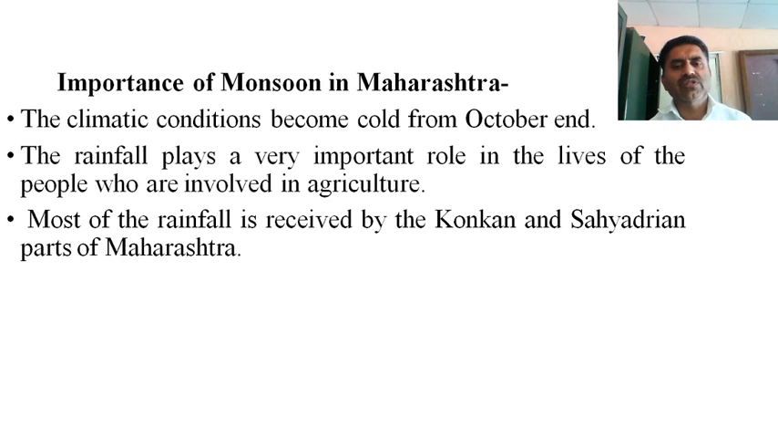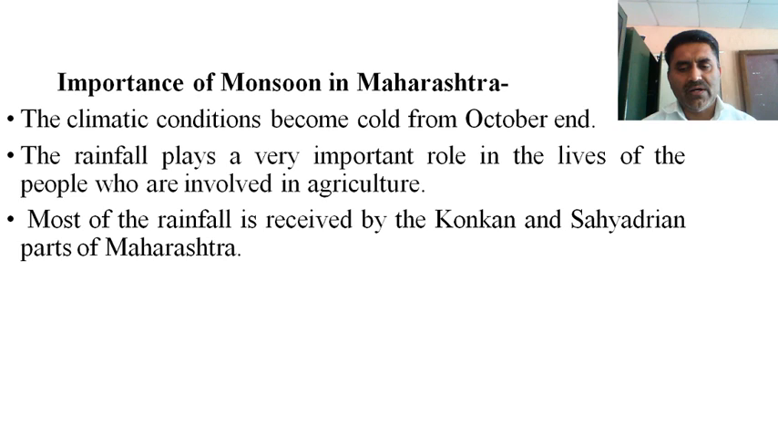Most of the rainfall is received by the Konkan and Sahyadrian parts of Maharashtra. As we have already explained in the previous lecture, most of the rainfall is received by the Konkan and Sahyadrian ranges, because they block the southwest winds and receive rainfall from those humid winds.